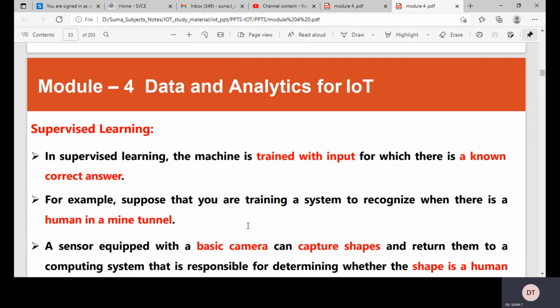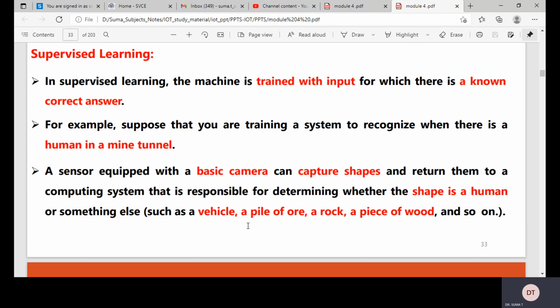So when you come to supervised learning, the machine is trained with input for which there is a known correct answer. Okay. So the machine is trained by giving some input. For example, say you are training a system to recognize when there is a human in a mine tunnel. A sensor equipped with a basic camera can capture the shapes and return them to a computing system that is responsible for determining whether the shape is a human or something else, such as a vehicle or pile of ore or rock or piece of wood and so on.